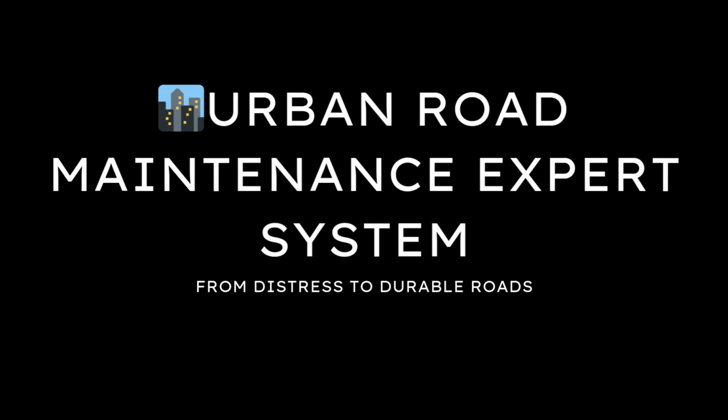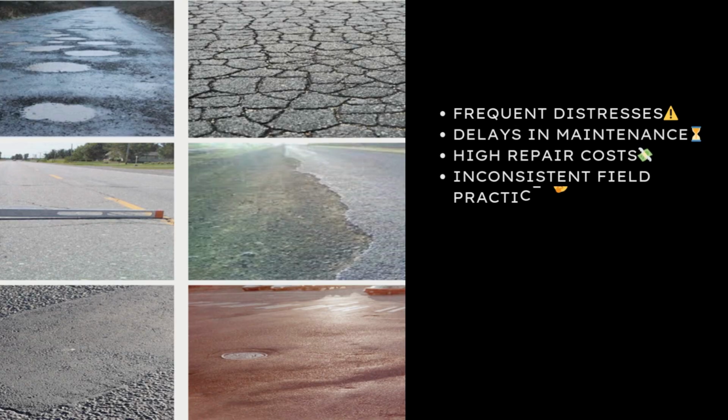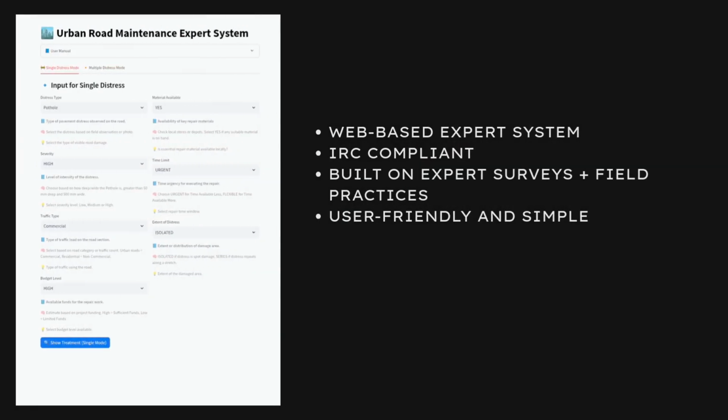Welcome to the Urban Road Maintenance Expert System, an intelligent decision support tool that helps improve the quality and durability of urban roads. Urban roads often face challenges like frequent distresses, delays in maintenance, high repair costs, and inconsistent practices. To address these issues, a web-based expert system was developed. It is IRC-compliant, built on expert surveys and field practices, and designed to be user-friendly.